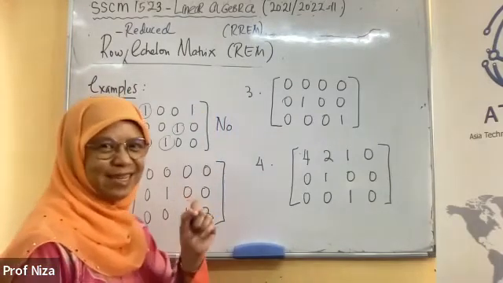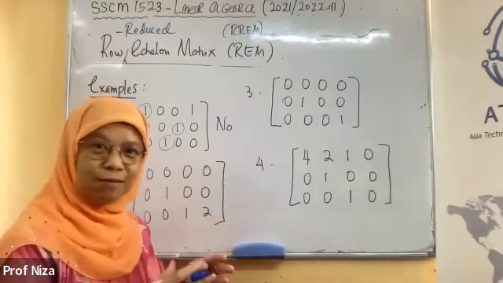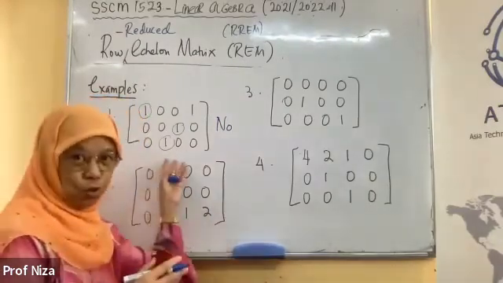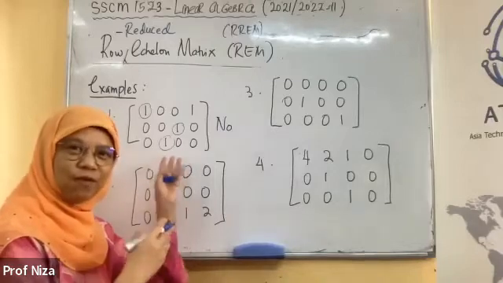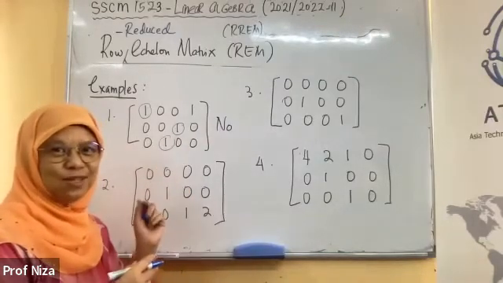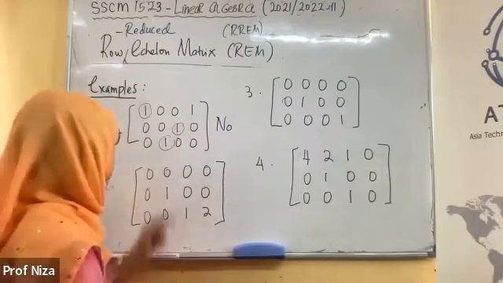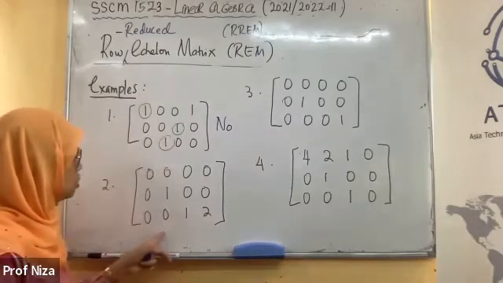So that is the reason, because you have to write out the reason. The leading one in the third row is to the left of the leading one in the second row. It's not to the right. That is the reason. Okay? Number 2, yes or no?